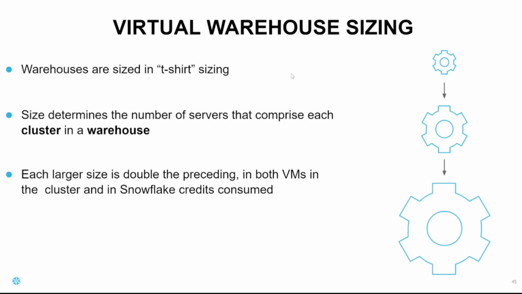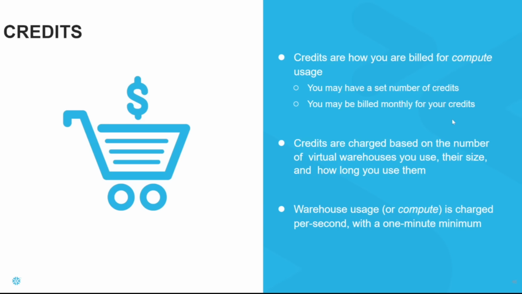Now, as we mentioned, it works on t-shirt sizing, where you start from extra small and go up to 6X large. This is how you can increase the size of the warehouse based on your use cases. And as we mentioned, Snowflake works on a credit system, so credits are how you are billed for your compute usage.